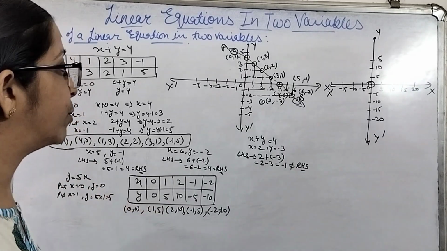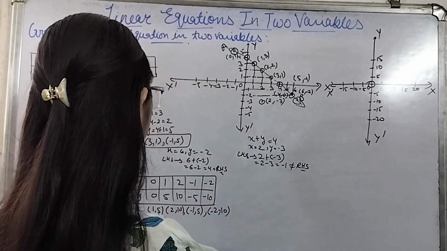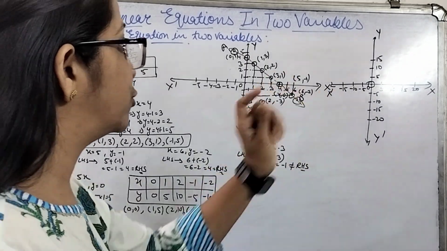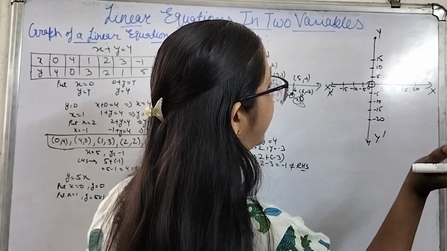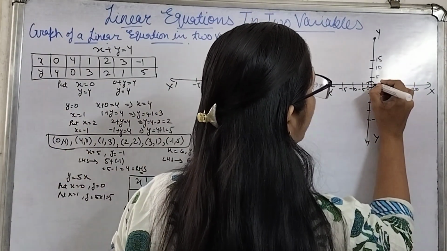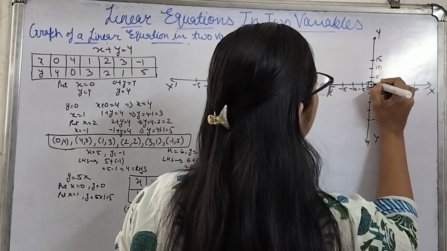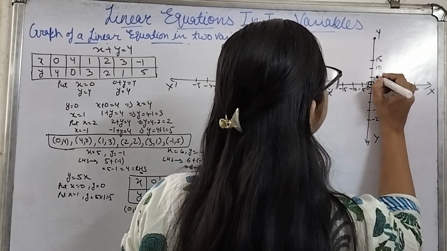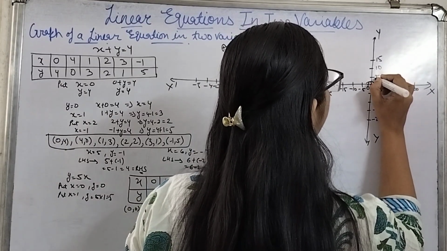Now I am plotting (1, 5). It is very difficult for me to plot it right now because I have taken a gap of 5. So suppose I take this as 1, then y will be 5. That means it is going to lie somewhere here.